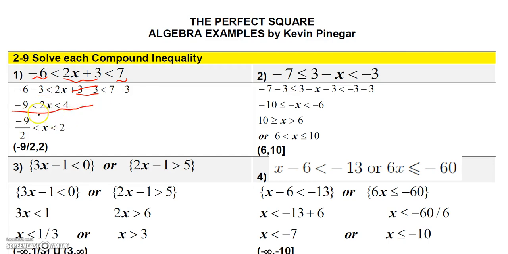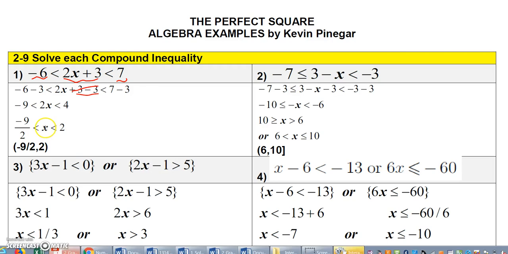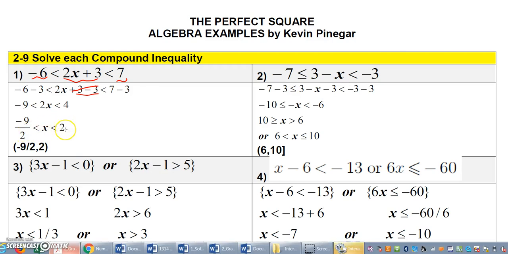And so now all I have to do to isolate the x is just divide the middle by 2, and if I divide the middle by 2, then I have to divide the two outside regions by 2. And so when I do that, then of course 2 divided by 2 cancels, and I just get x in the middle, and then on the outside I get negative 9/2 here and positive 2 there. So that's going to give me x is greater than negative 9/2 and x is less than 2. And the interval notation for that would be negative 9/2 comma 2 with parentheses.